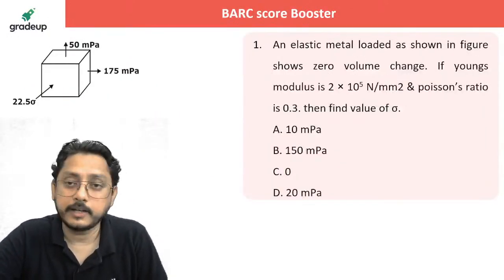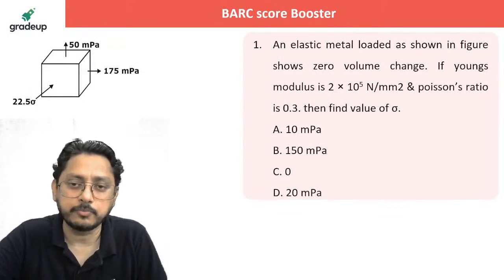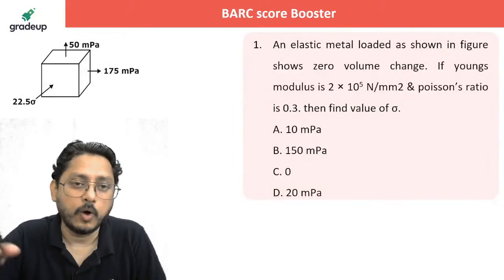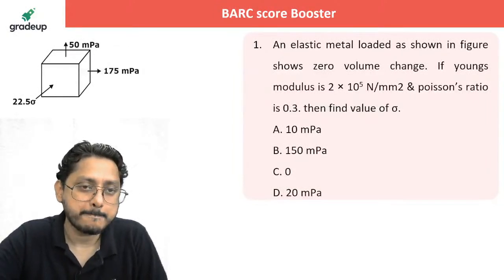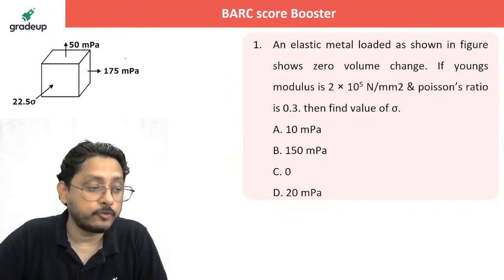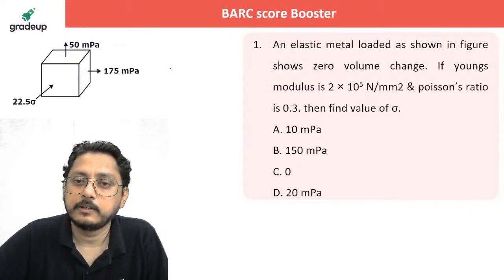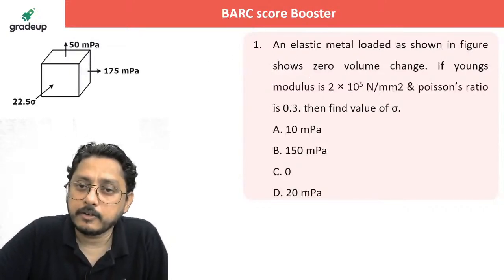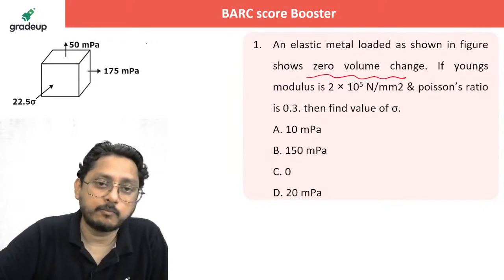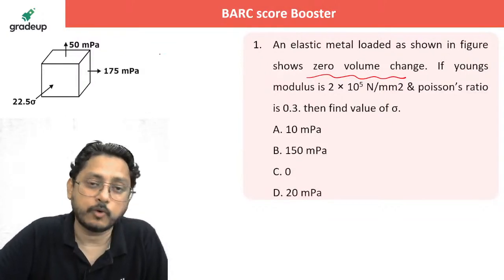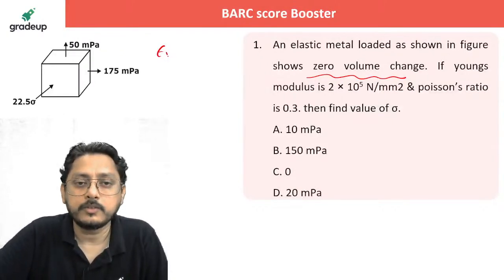What about this one? An elastic metal loaded as shown in the figure shows zero volume change. If Young's modulus is given and Poisson's ratio is given, then find the value of sigma. What will be the value of sigma here? Sigma can be calculated if you know how to do the Poisson's ratio calculation. He's saying zero volume change. What does it mean? No volume change means volumetric strain is zero. What is the volumetric strain? Sigma x plus sigma y plus sigma z divided by 3. Do you remember that?